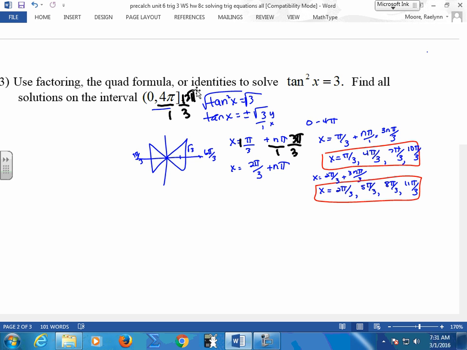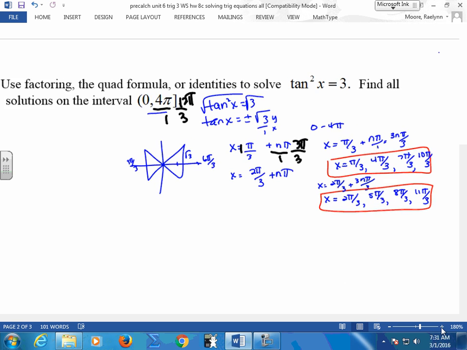Questions on this? Jordan, can you see? It's kind of small.